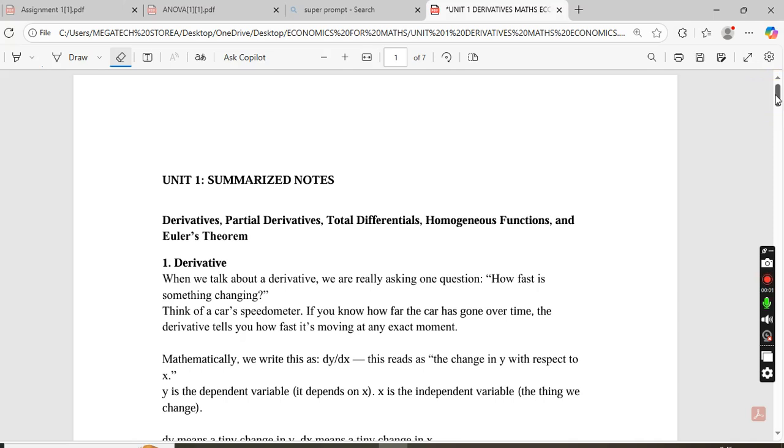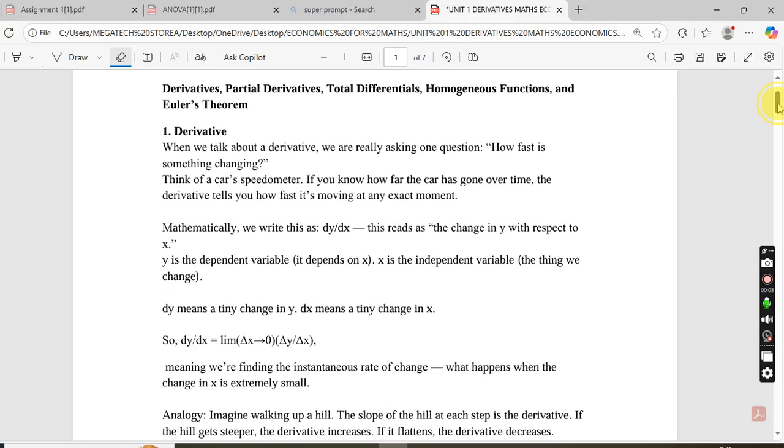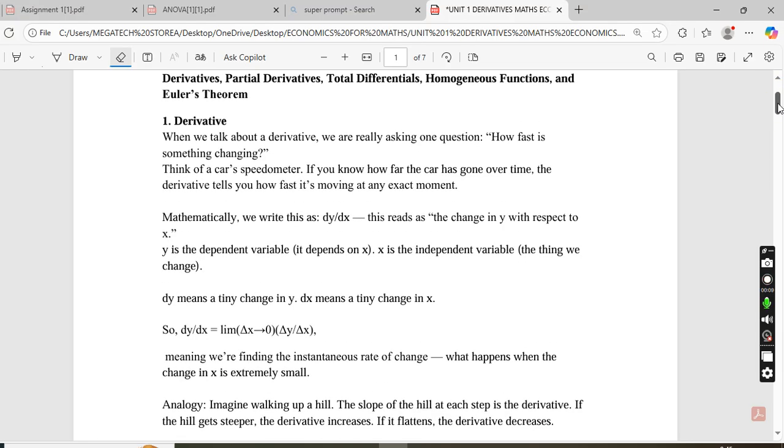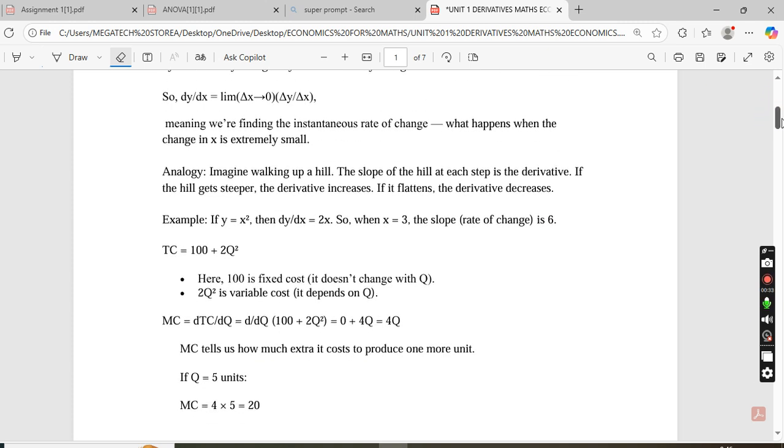So we're dealing with unit 1 for mathematics for economics. We're on differentiation. Just a small recap of what we did last time. First, we talked about the derivative, right? Just talking about the rate of change over something. That's what the derivative is telling you, the rate of change of something.